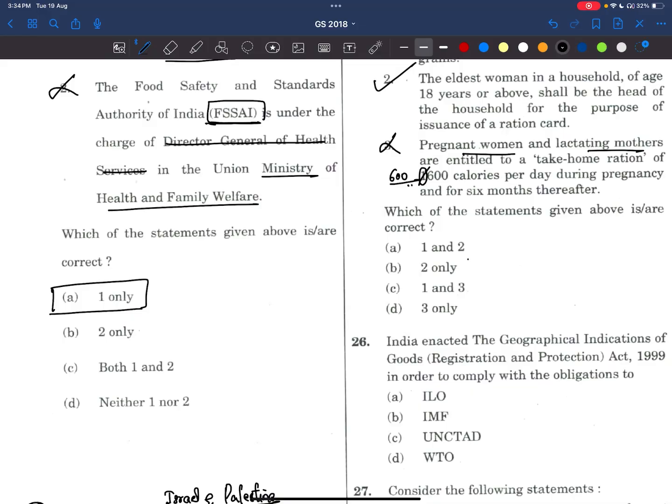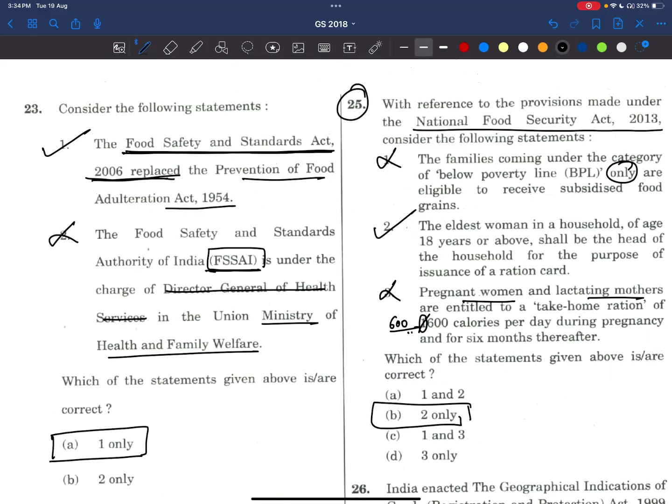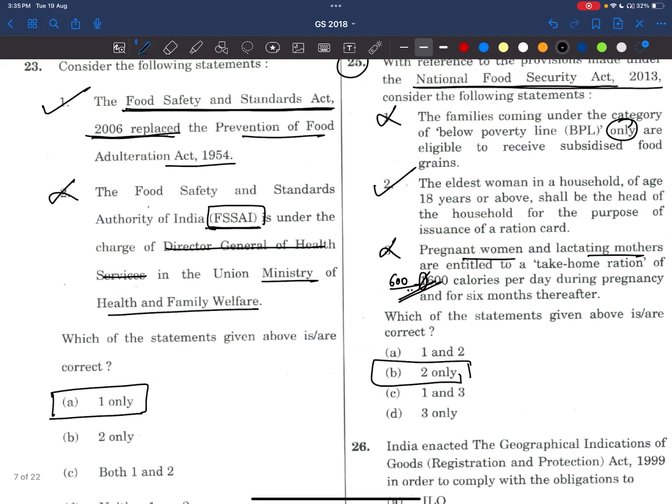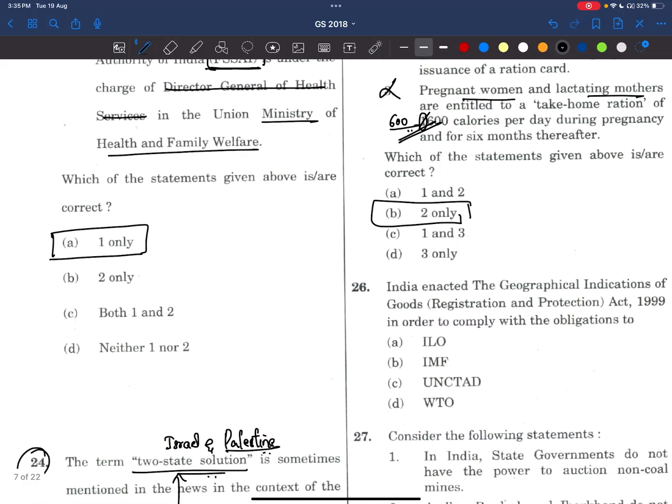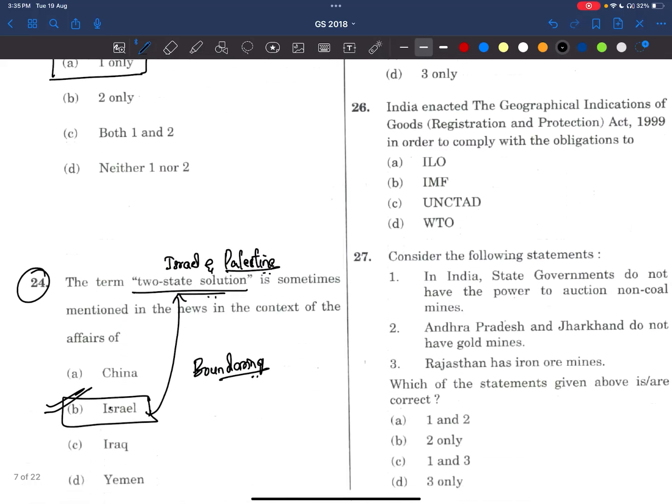The answer is 2 only. Now see, friends, what becomes very important is that we need to read about the National Food Security Act 2013. Now we are providing food grains on subsidy to many people. There are many schemes which we have introduced, especially during the COVID pandemic also. So that's it, friends, we have done the 25 questions. In the next video, we'll start from questions 26 to 50.